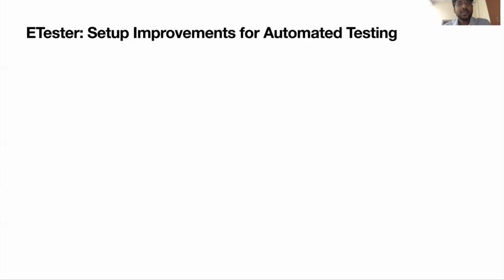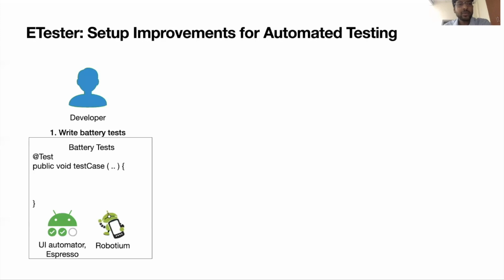Let's look at some drastic changes we made to eTester for supporting automated testing. The eTester workflow starts from the developer. The developer already has some tests written in their favorite testing tool like UI Automator, Espresso, or Robotium. We ask them to wrap the interaction that they want to measure the battery of using the API calls of a test library that we provide.